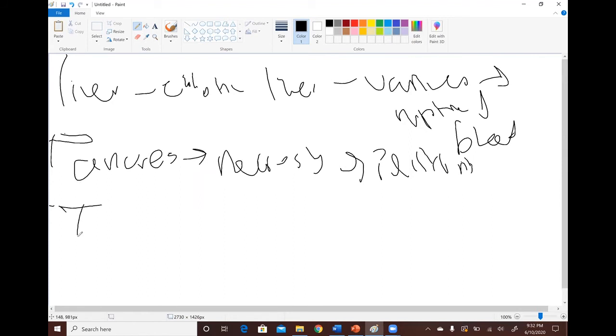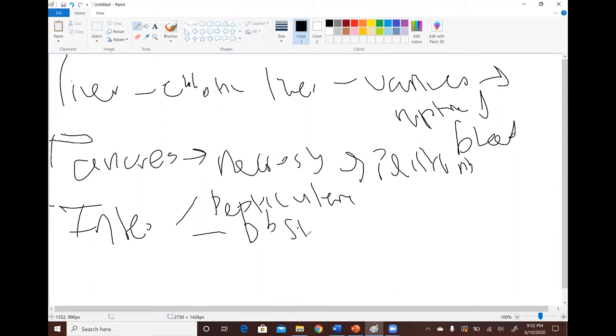And then the intestines. So problems in the intestine. Intestine is there can be peptic ulcer rupture, obstruction, and infarction of the bowel.